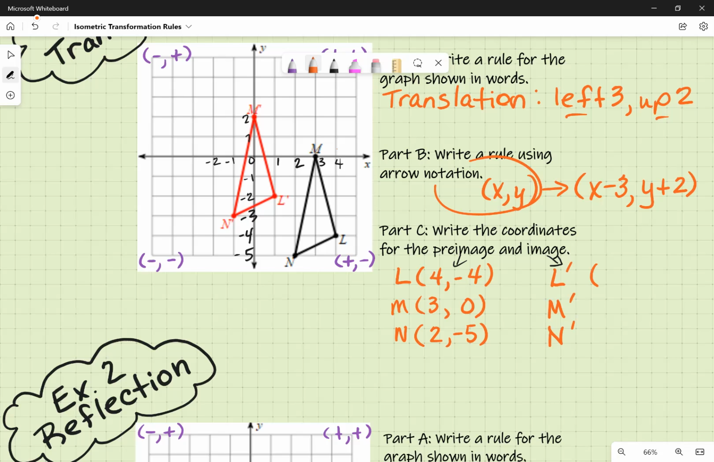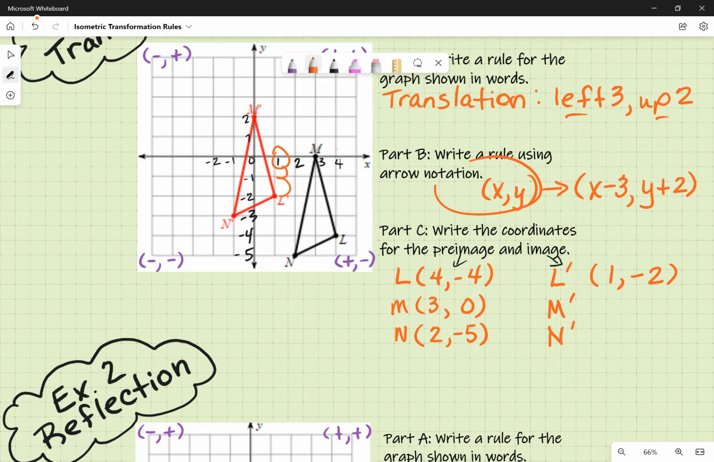So what I can do is use my rule. That's the easiest thing to do. My rule said take X and replace it there, and then subtract 3 from it. So if I did that, what's 4 minus 3? It's 1. And then it also says take -4, substitute it in for Y, and then add it to 2. What's -4 plus 2? -2. The other way is if I already have my graph, I can just simply go to the graph and see what happened.